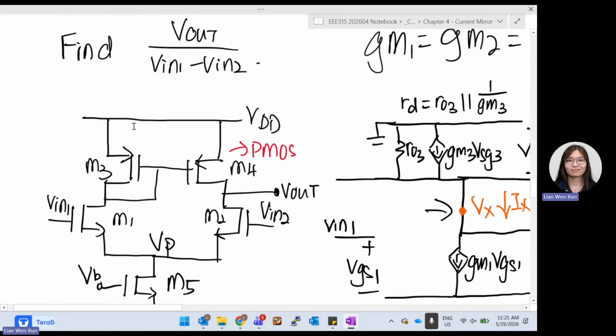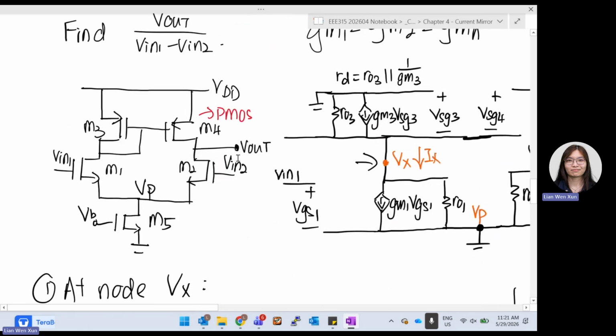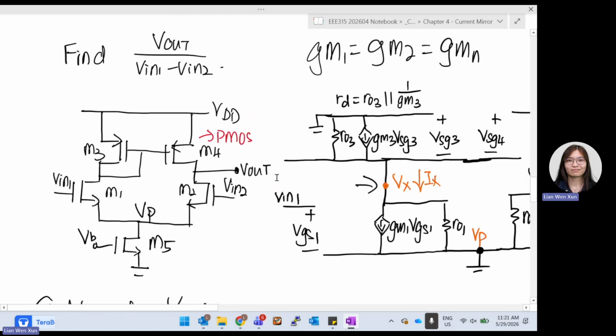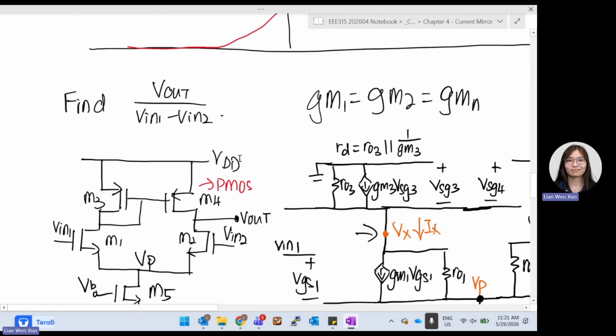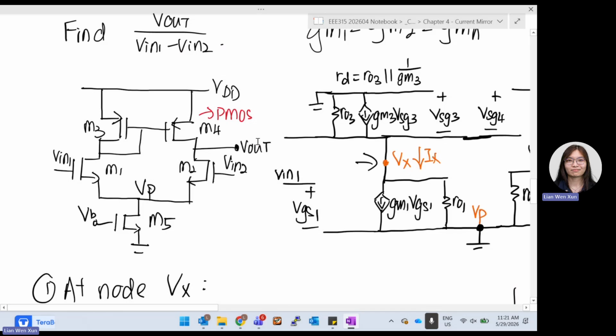I want you to find Vout, because you cannot see it very well from the graph and the explanation. We need to find the small signal model, and then find Vout over Vin1 minus Vin2. From this circuit, I want you all to do it using the small signal model. This one will take a lot of time, so try to do it. I'll give around 15 to 20 minutes. Draw out the small signal model and see what happens.